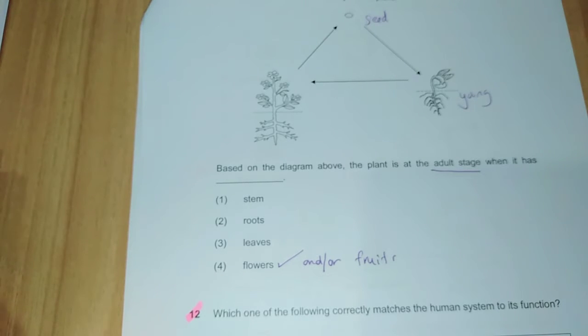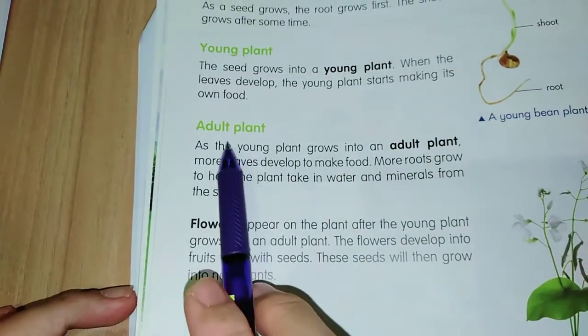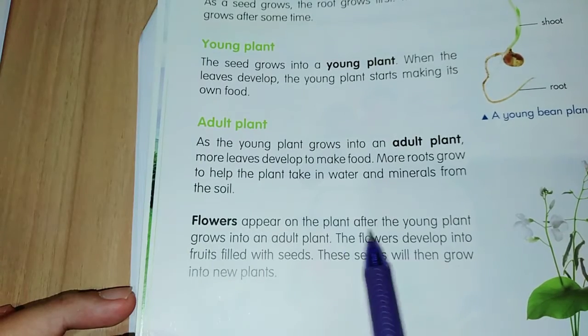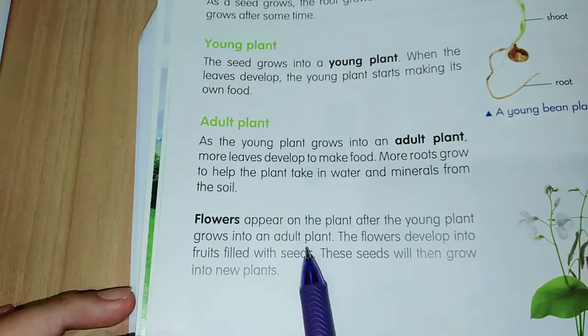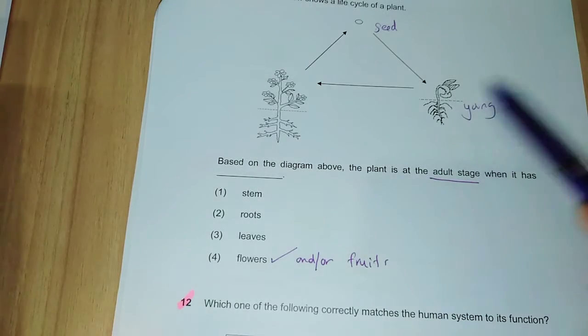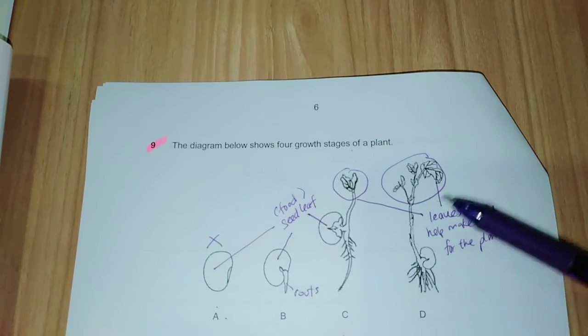For example, if you look at page 16 of your textbook, remember reading your textbook is a very important part of your revision. Under the subheading adult plant: flowers appear on the plant after the young plant grows into an adult plant. So before it becomes an adult plant, there will be no flowers. That's why at this stage, it is not yet a flower. Even at this stage, no flowers yet, it is not yet an adult.